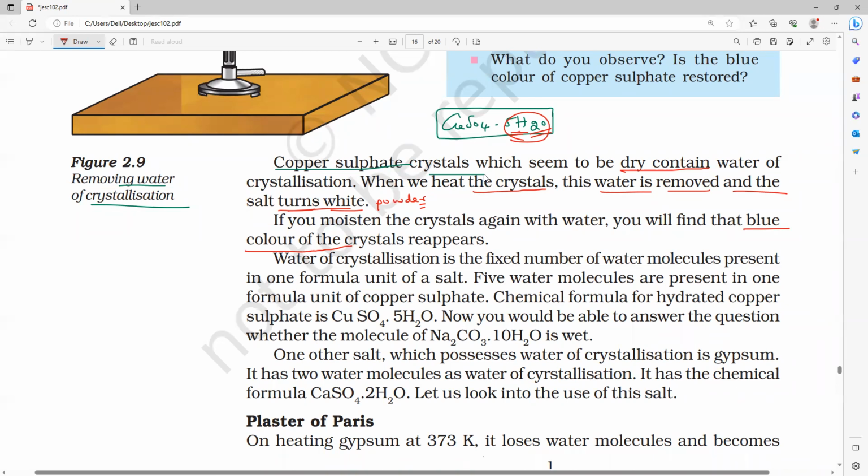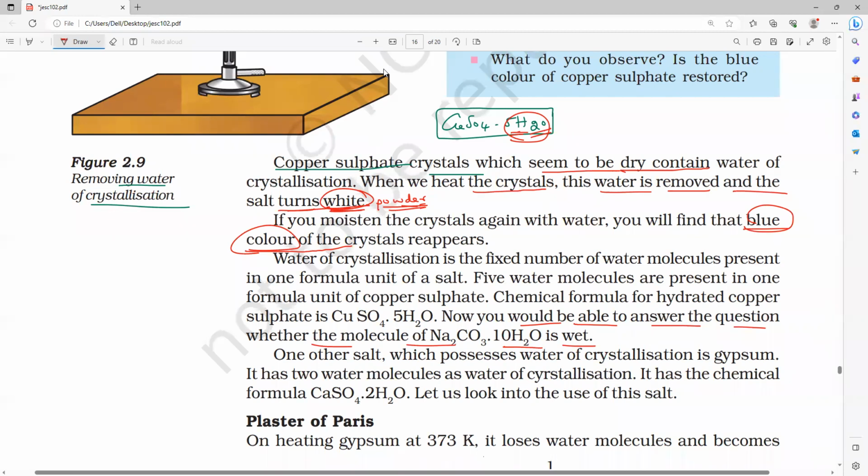Clear? So they will obtain the crystalline structure and they will make us signify the difference between hydrated and unhydrated. See, because of water of crystallization, what is the color of copper sulfate, everybody? Blue color. When water of crystallization is removed, it will turn into what? White anhydrous powder. Do you all understand, everybody? So now you can answer the same thing for everything. Now you would be able to answer the question whether the molecules of Na2CO3.10H2O are wet. No. Do you understand, everybody?